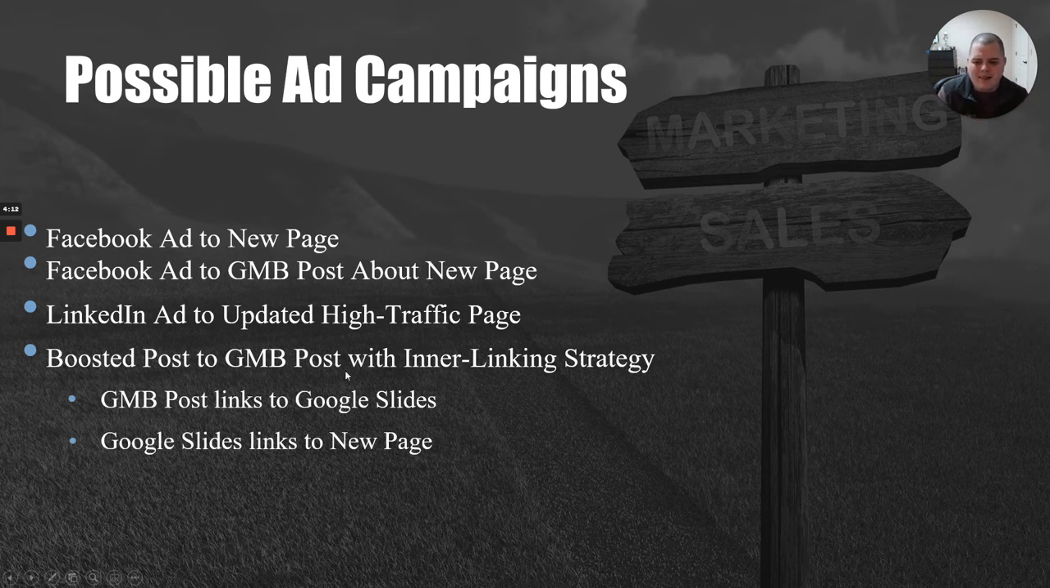As an example, this would be if I was really having a hard time getting a page indexed. This is extremely rare, but these I actually use regularly. So as an example, let's say that I wanted to spend $150. I might run $100 of it with the Facebook ads to the new page that I'm trying to get indexed. And then I might run $25 of it to the GMB post about the new page, that GMB post that has a direct link to the new page. And then I might run the remaining $25 of that budget to the updated high traffic page on LinkedIn.